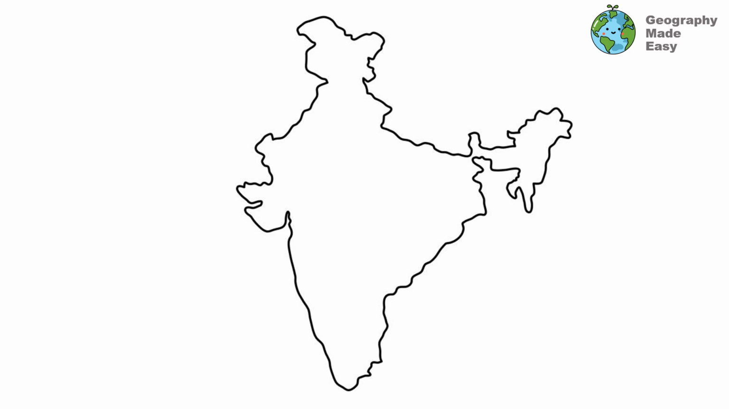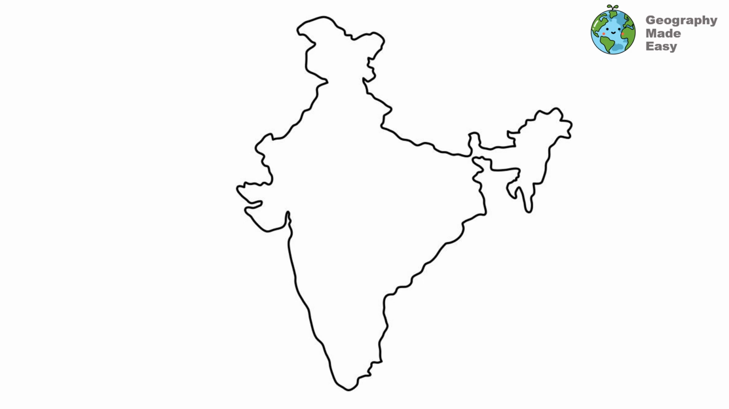In the examination, a blank map will be provided for map pointing, and this chapter is important from the map pointing point of view. So when we get a blank map, how do we mark the rivers on the blank map? Let us look at how it is done.